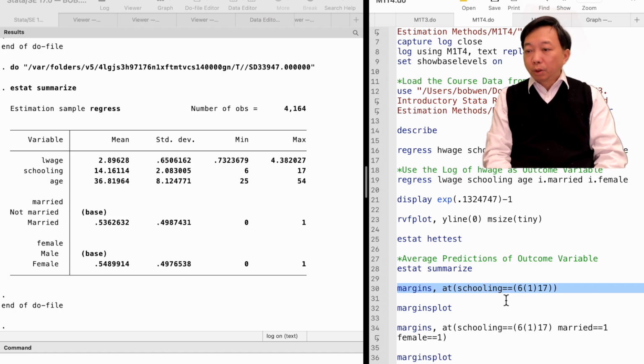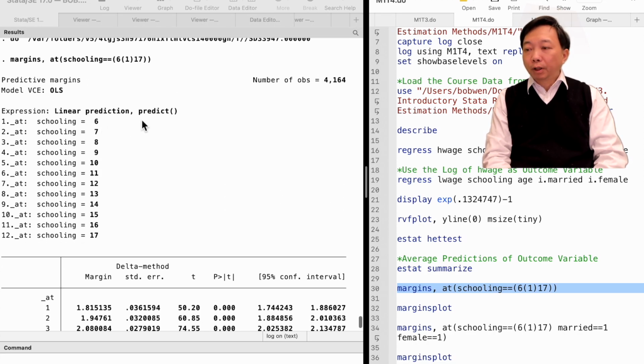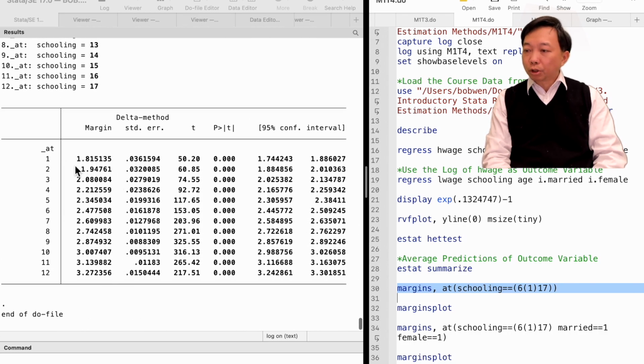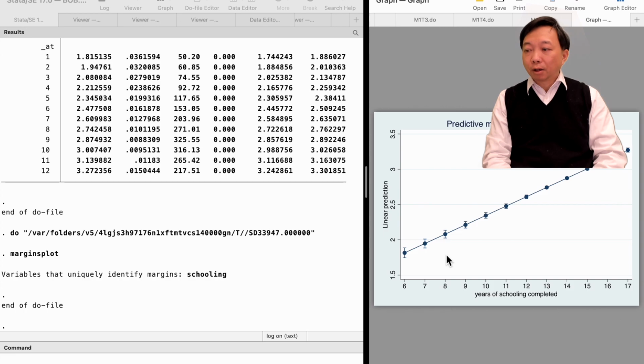In this case, we want to compute the predicted log hourly wage between 6 and 17 years of schooling in increments of 1. We now get the average predictions or fit values of the log hourly wage at different schooling values. After the command margins, we usually use the command marginsplot to visualize the average predictions. We type marginsplot. The graph shows that the log hourly wage predictions increase with the years of schooling completed.